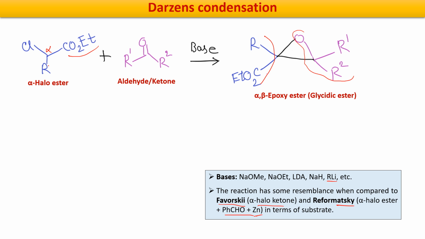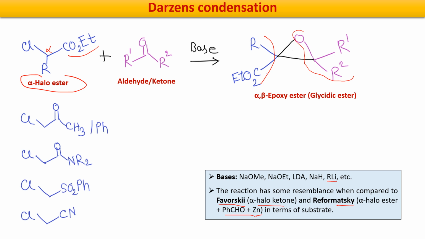Now alpha haloester is not the only reaction partner you can take. You can also take this type of compounds. It is not necessarily chlorine, it may be bromine also, but the important point is that on this side you can see an electron withdrawing group is present. Electron withdrawing group is required because we need this active methylene group, because ultimately we have to generate negative charge in presence of base. So next we will see the mechanism. It will be clear how this negative charge is generated.